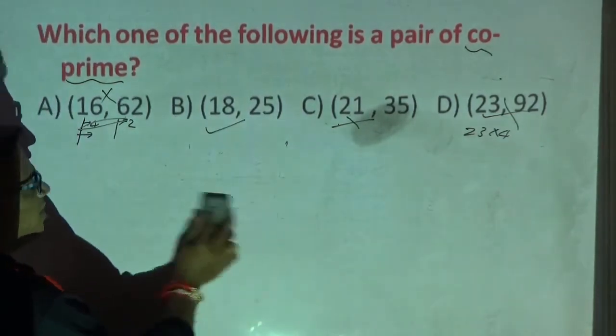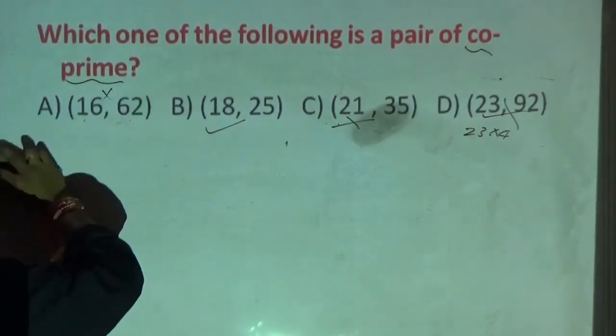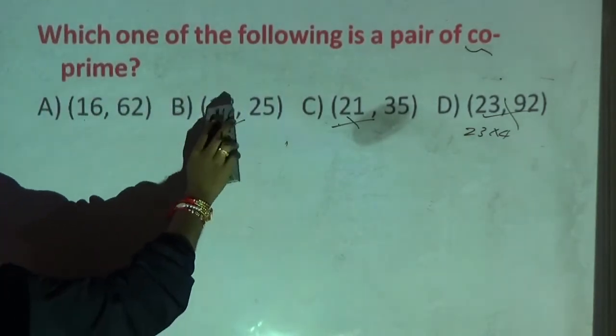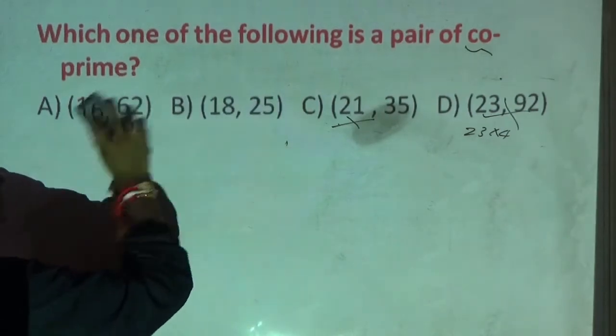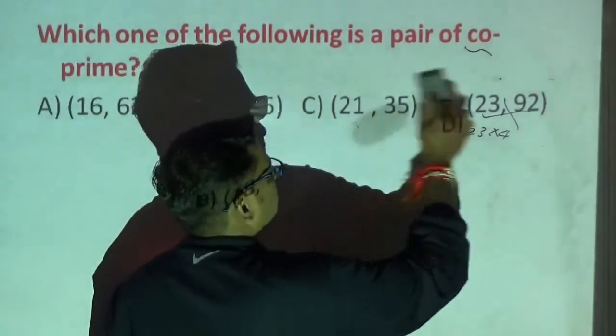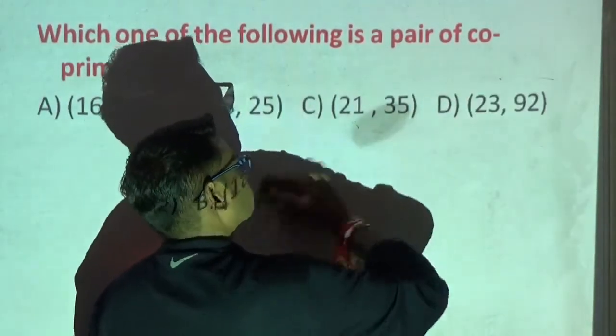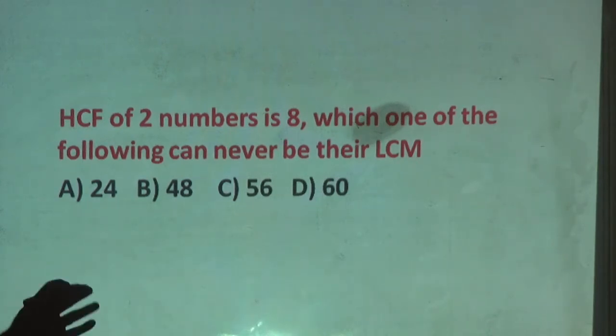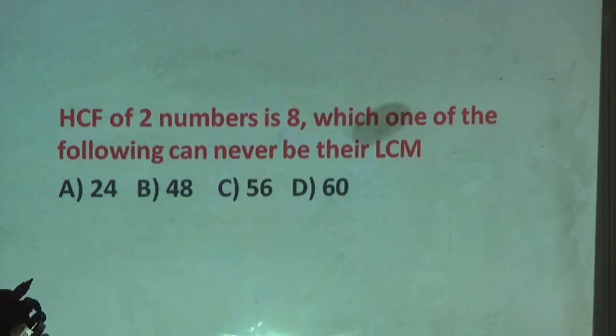So what do you mean by co-prime numbers? Co-prime numbers are those whose HCF between them is 1. Therefore, here 18 and 25 HCF is 1. Therefore, answer for this question is 18 and 25, option B. That's it. You should know what you mean by co-prime. Now, next question. The HCF of two numbers is 8. Then they are asking, which one of the following can never be their LCM?